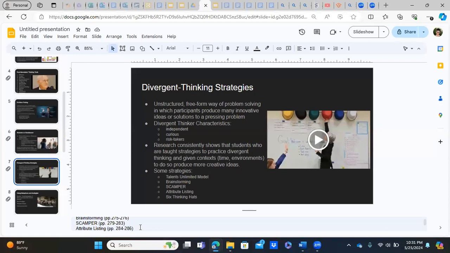And R, the last one, stands for rearrange or reverse. It suggests questions such as, could I use a different sequence? Could I interchange parts? Could I do the opposite? And so I'll just, on that last one, I want to tell you about one.